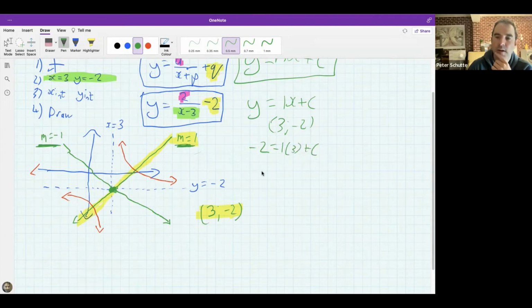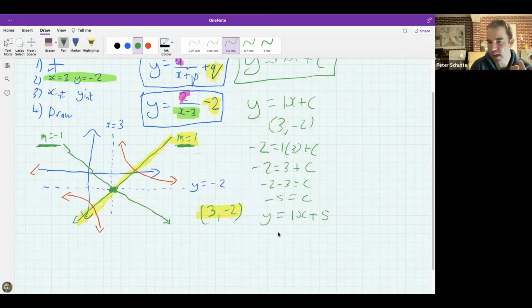But what I see is that the equation of the axis of symmetry, the positive axis of symmetry, is going to be y equals x plus 5. And so obviously that was just using the idea of a straight line.